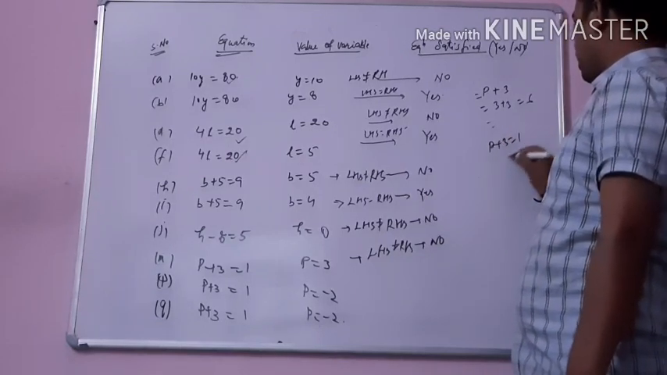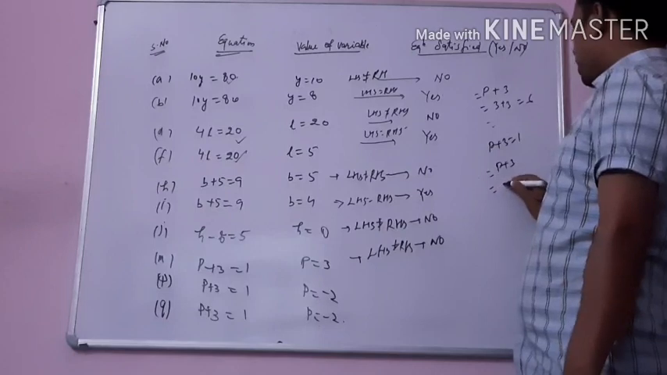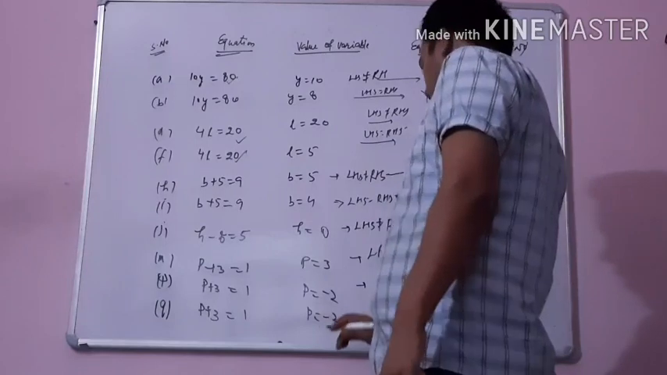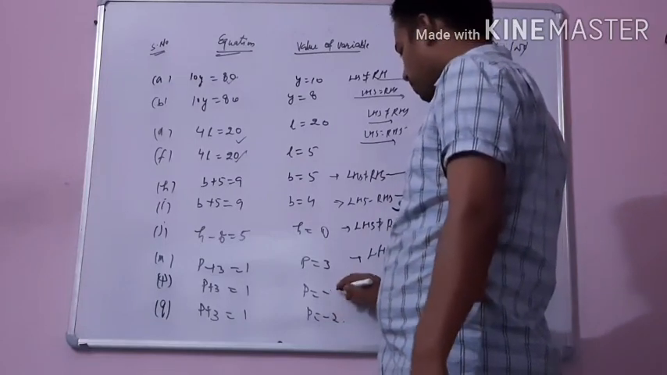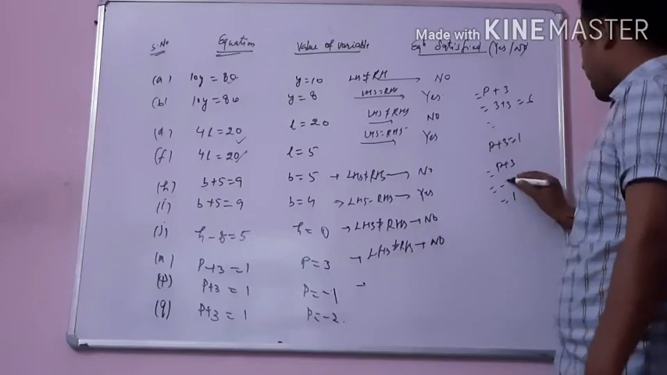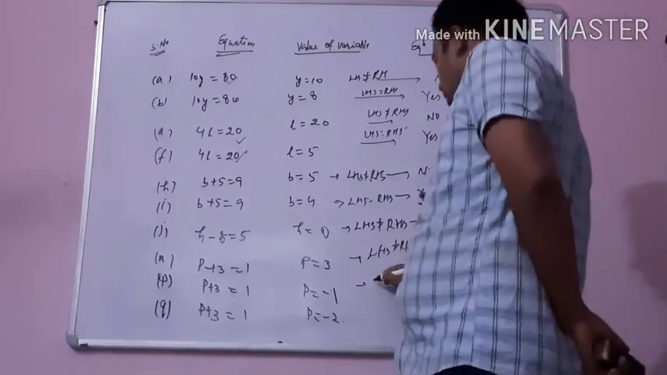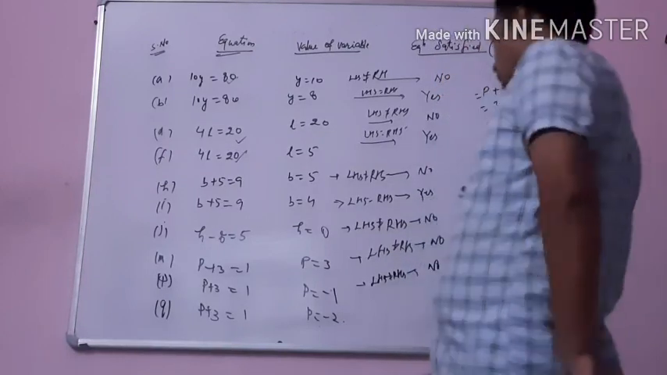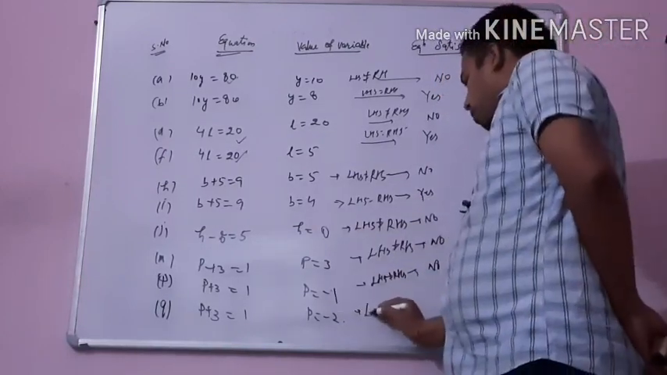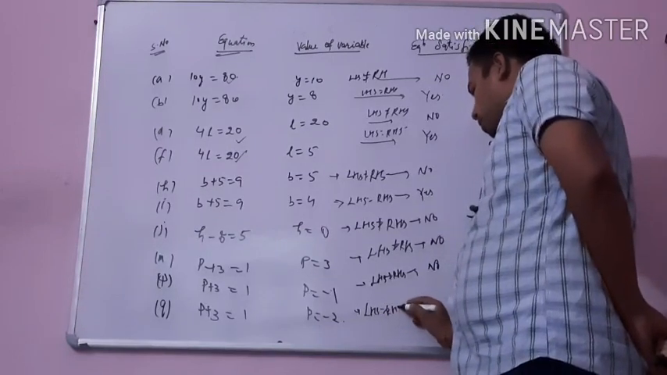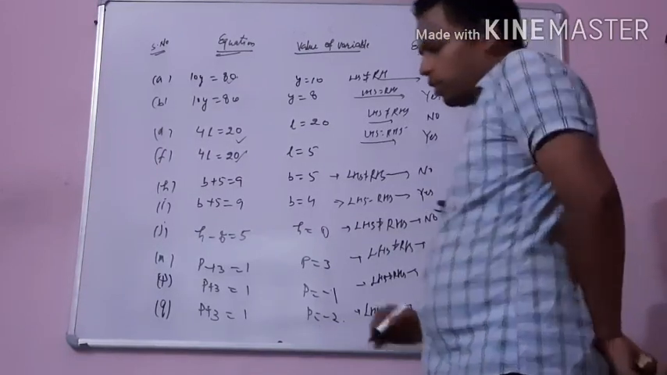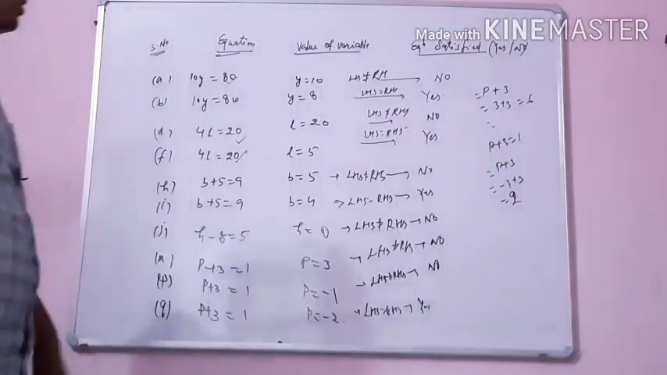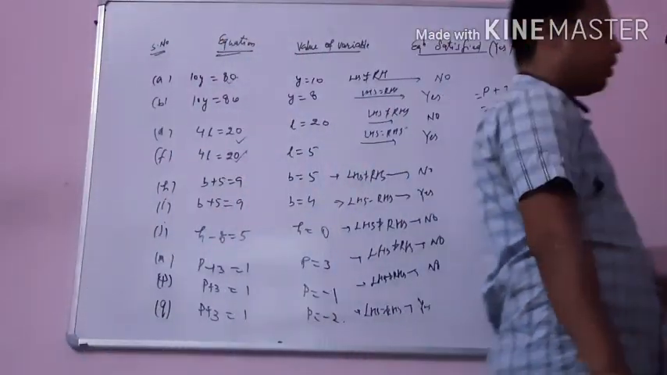Now p plus 3 equals 1. Putting p equal to minus 1, minus 1 plus 3 comes to 2. So LHS not equals to RHS. So again no. When p is minus 2, minus 2 plus 3 is 1. LHS equals RHS. Condition satisfied. So yes. So you solve the remaining questions in question number 1 and 2. Thank you. Have a nice day.